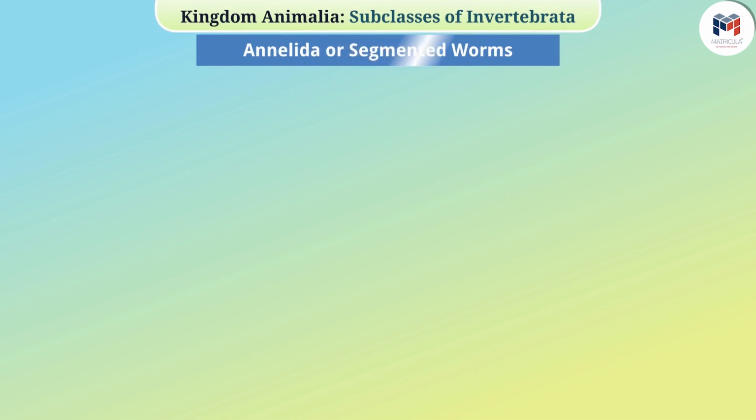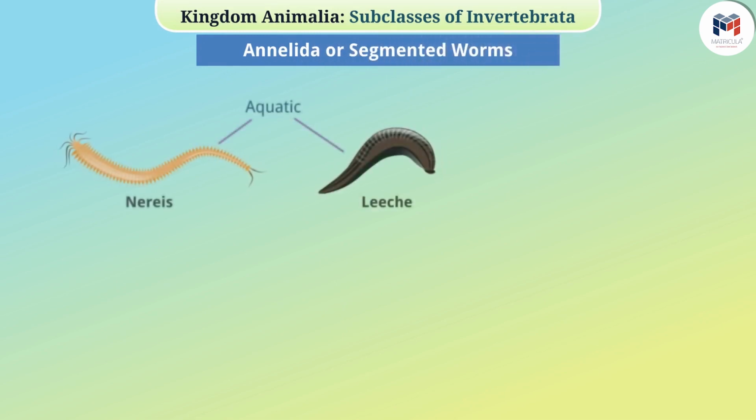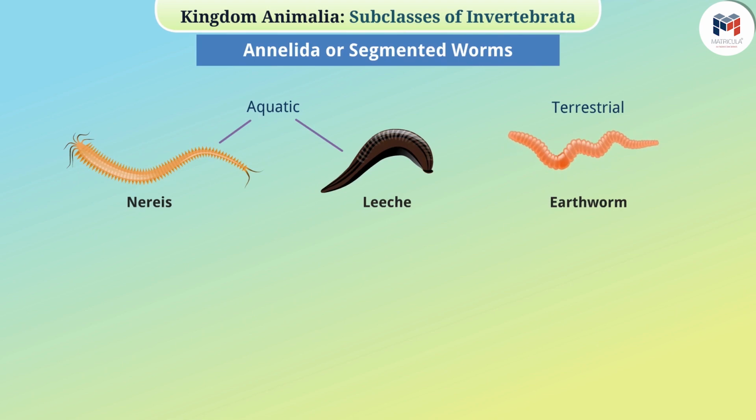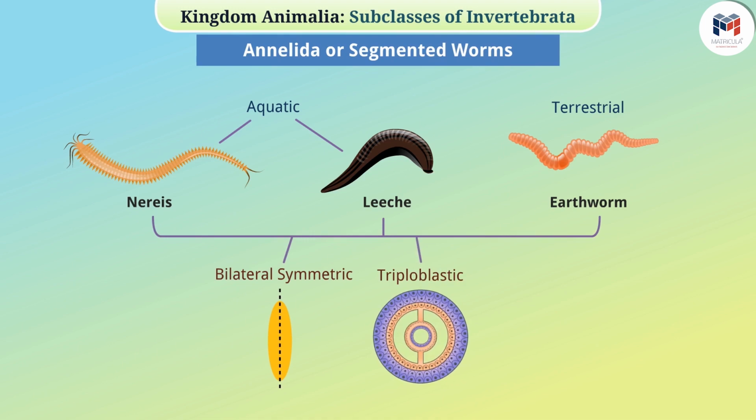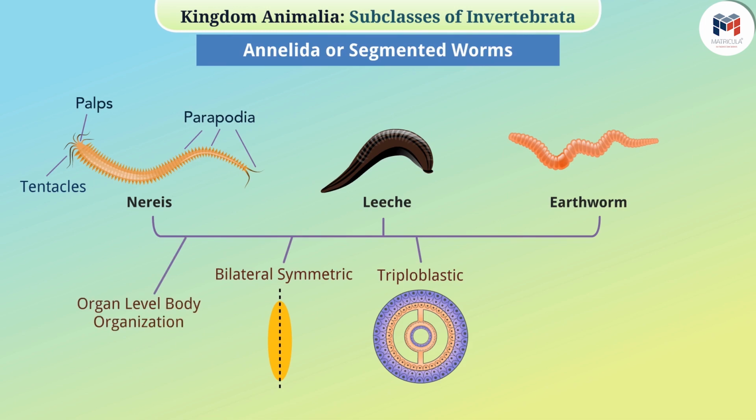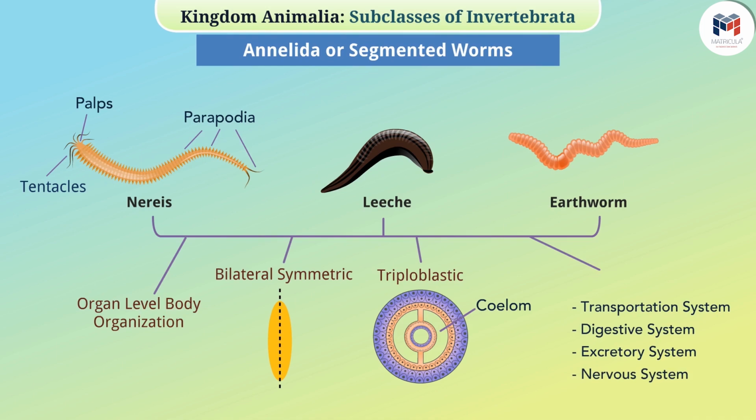Annelida or segmented worms. These include some aquatic animals such as nereis, leeches, and some terrestrial animals such as earthworms. Generally, they are bilaterally symmetric, triploblastic animals. In these, body organization is at organ level. In these, a true body cavity is found. There are specific transportation, digestive, excretory, and nervous systems for which the different organs are clearly differentiated.